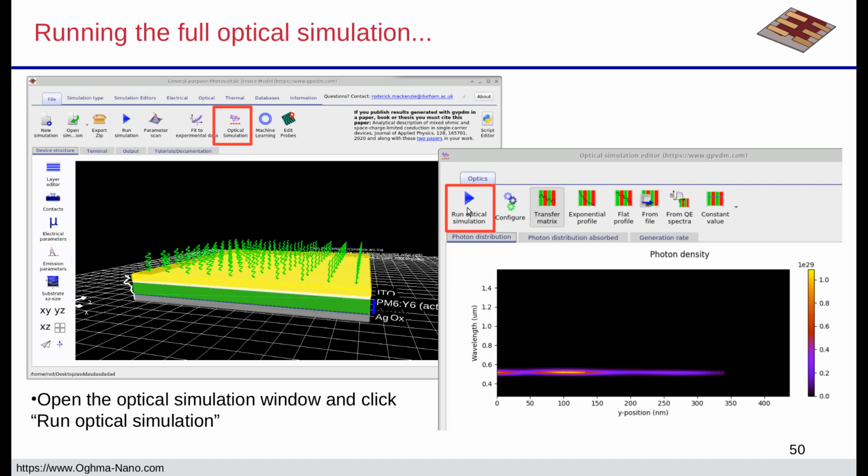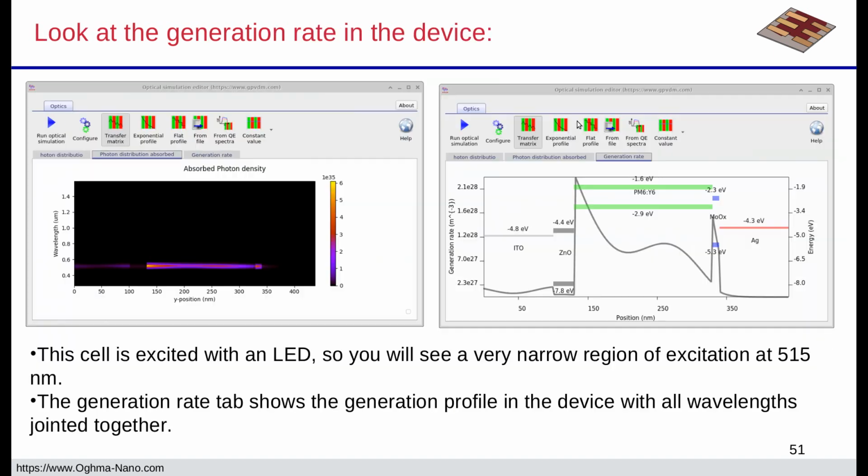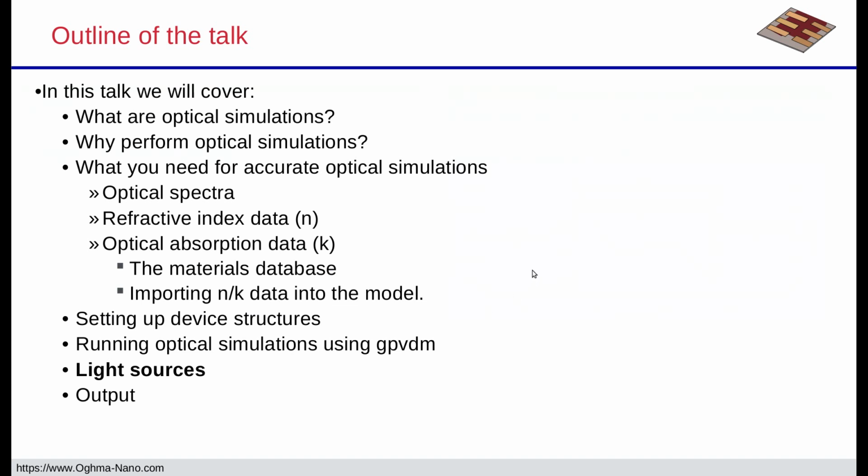If you click Run Simulation, you'll get this up, and you can check out other tabs in this window where you can see where the light's absorbed, where the generation is, where the photons are, and analyze it in detail to figure out where light is being absorbed as a function of wavelength or position or what have you. Final thing, we'll talk about light sources.